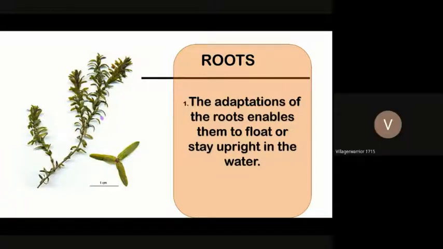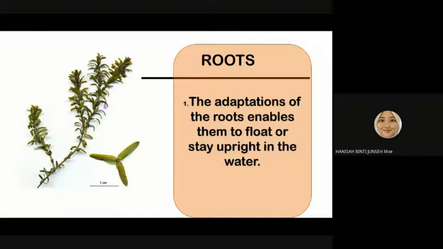Okay, and then this submerged plant, they don't have stomata and waxy cuticle. Okay, and their stem is small. Ni dia punya stem ni kecil sahaja. Okay, ini semua kita boleh nampak secara jelas. Okay, we can see it clearly. So why is that? Why the stem need to be small? To help them to float.